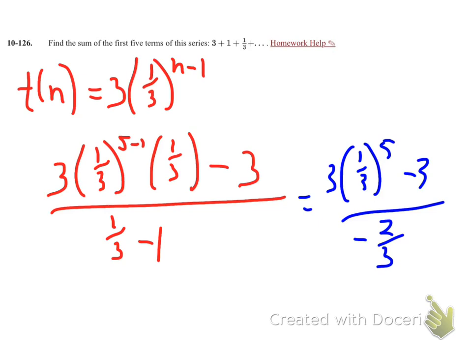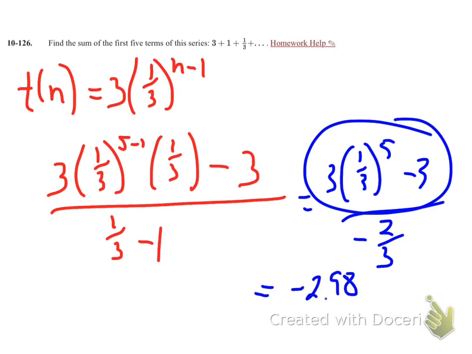Now we can go through and simplify. So using my calculator, I can figure out the numerator. The numerator is about negative 2.988. And then I'm going to divide that by negative 2/3. And that gives me an answer of about 4.48.